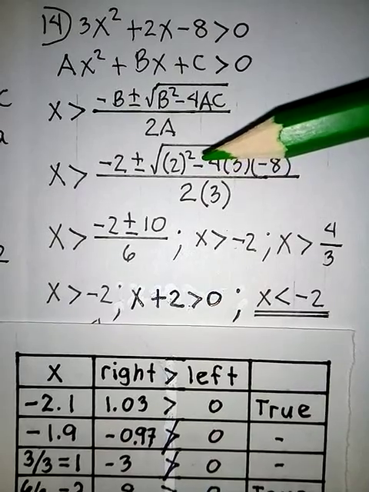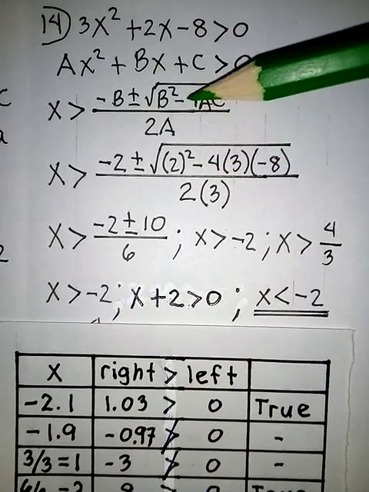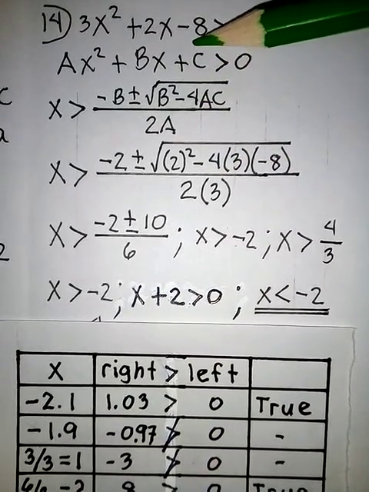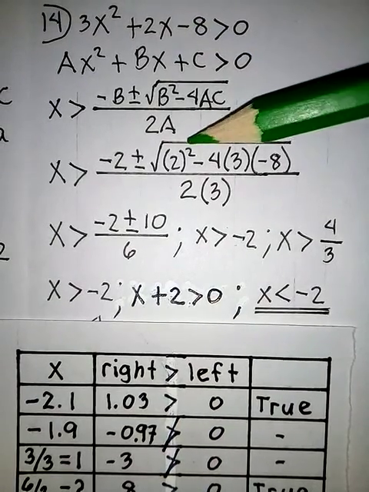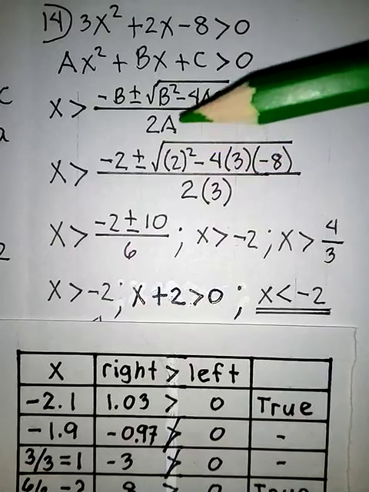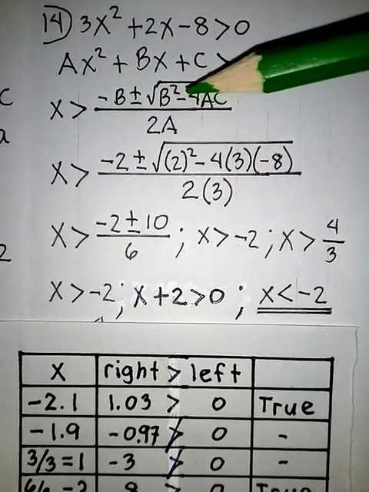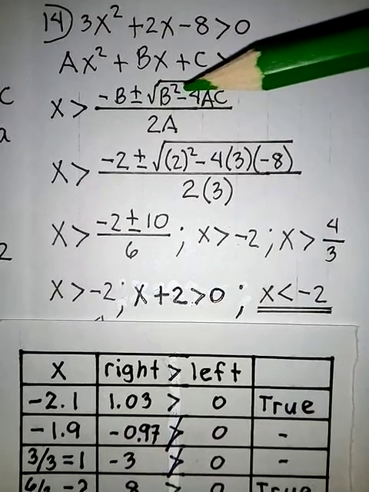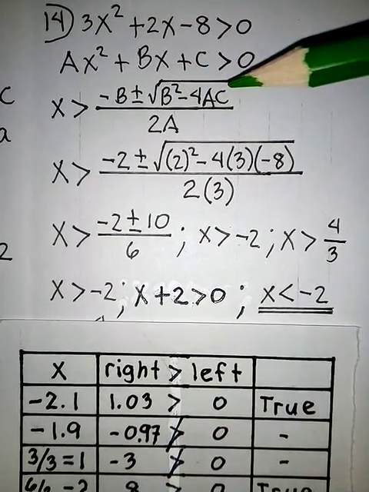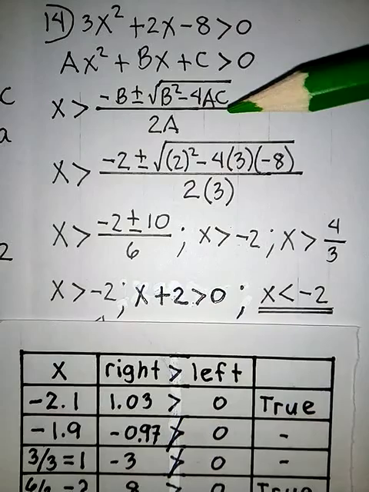So, let us have this one. We have here 3x squared plus 2x minus 8 is greater than 0. As you can see, this is in the form of a quadratic equation, or quadratic inequality. So, much better to use the quadratic formula.